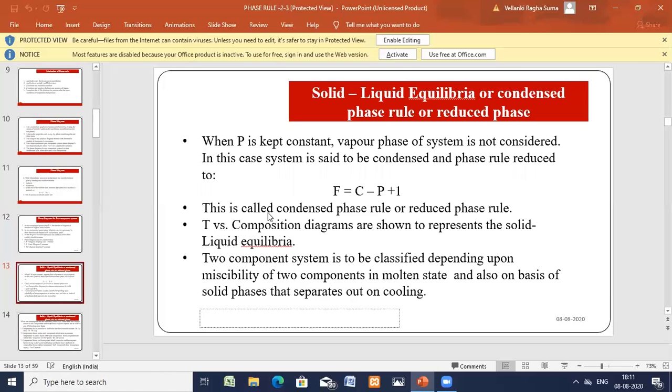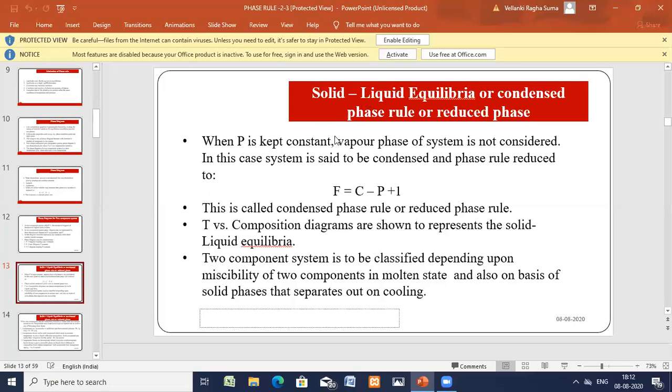The gaseous system involves large changes of volume affected by pressure. But a system having only solid and liquid is not affected by change of pressure. Such solid liquid systems with the gas phase absent are called condensed phase. Here, a solid liquid system with no gas. When P is kept constant, the vapor phase of the system is not considered. Okay, gaseous state is not there. Solid, liquid, no gaseous state. Pressure is constant. Vapor phase is not considered.